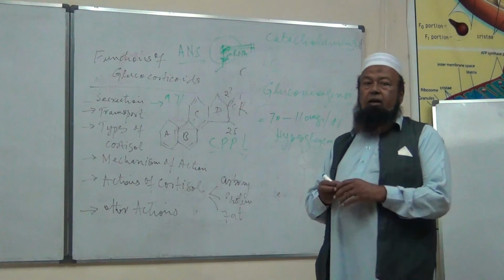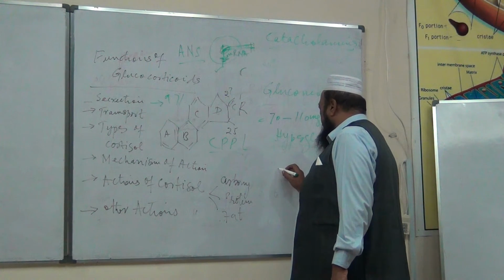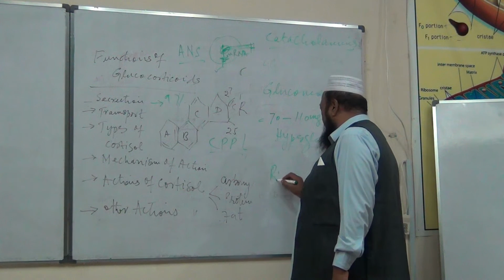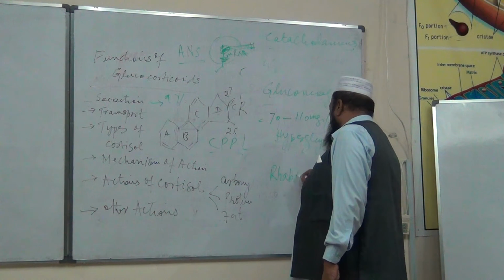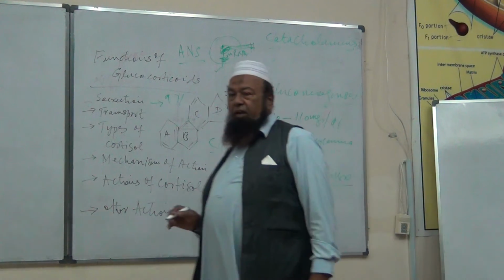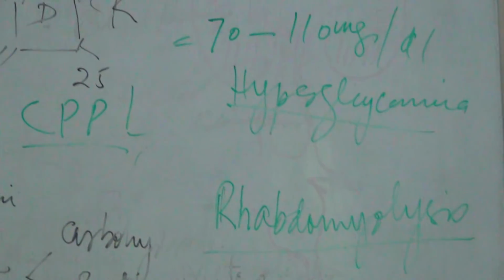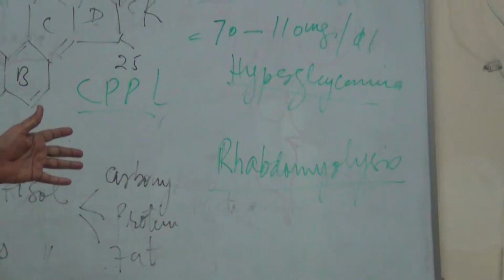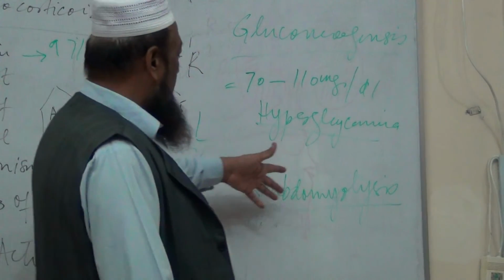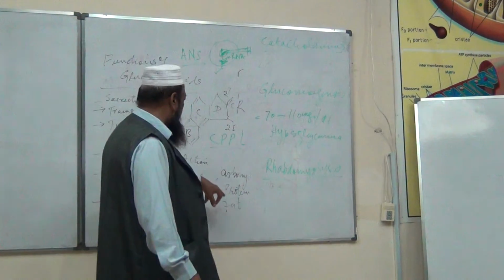In this way, more and more muscle proteins are broken down, and the condition is called rhabdomyolysis. Muscle proteins are degraded, catabolism occurs, and they enter into the acetyl-CoA TCA cycle, and ultimately they elevate the glucose level in the blood. So the proteins are broken down.